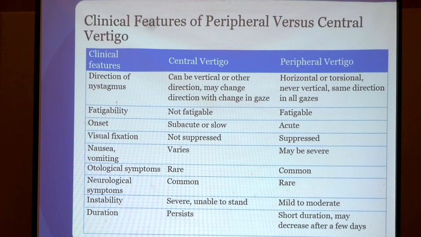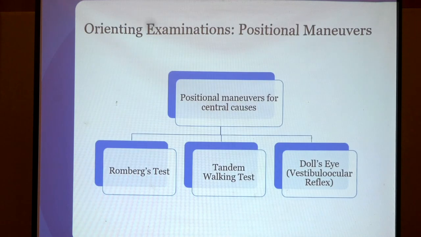Visual fixation: not suppressed in central; in peripheral vertigo, it is suppressed. Nausea, vomiting varies in central, and in peripheral it may be severe. Otologic symptoms: in central, rare; in peripheral, common. Neurological symptoms: common in central, rare in peripheral. Instability is severe, unable to stand, in central, and mild to moderate in peripheral. Duration: in central it keeps on persisting, and for peripheral it could be a short duration.